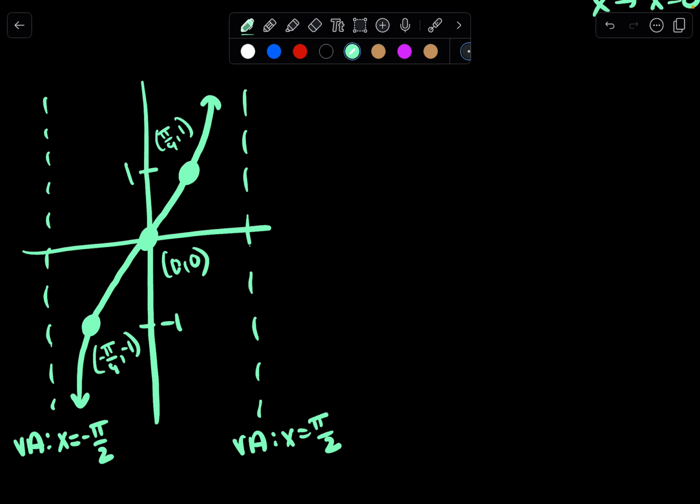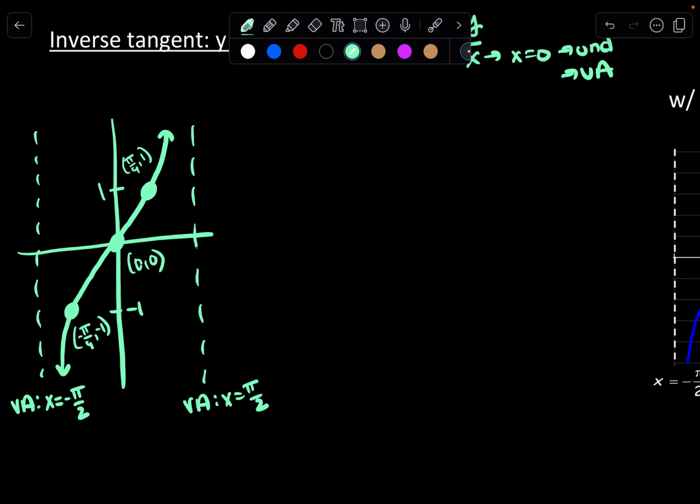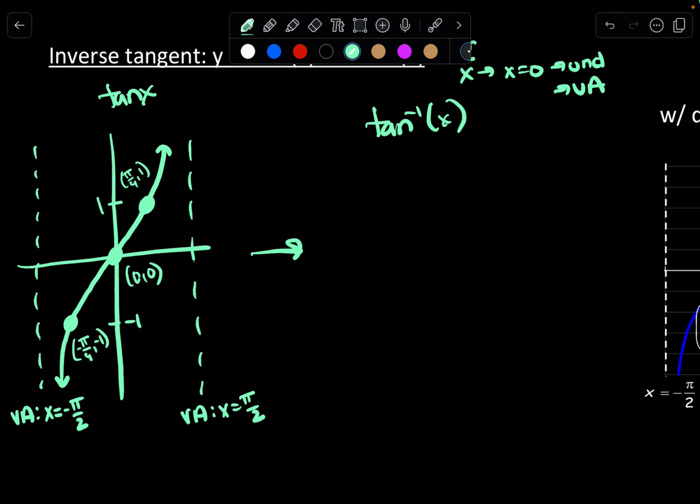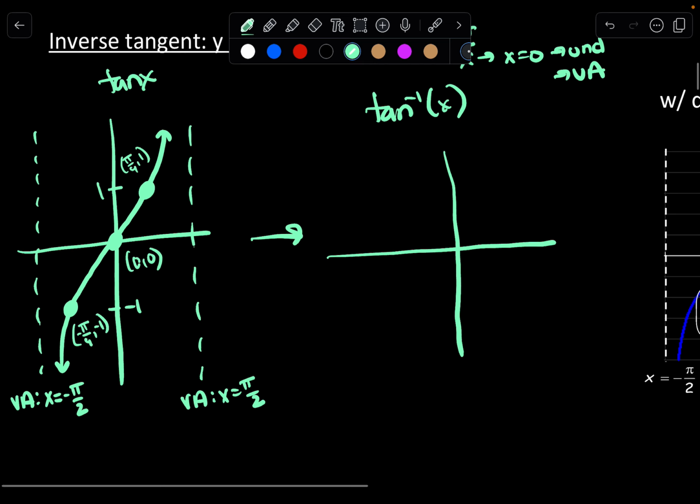So, of course, tangent does go on forever in both directions, with an infinite number of vertical asymptotes, but we're going to focus on one period. So this is tangent x. Now, if we go to the inverse tangent, we are going to flip everything, all right? Switch your inputs, switch your outputs, domain, range, all that good stuff.